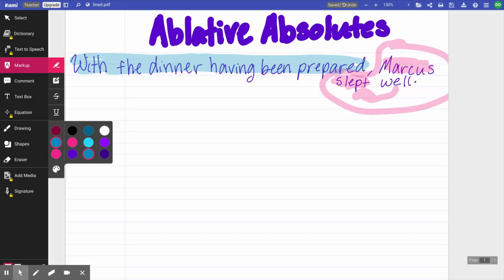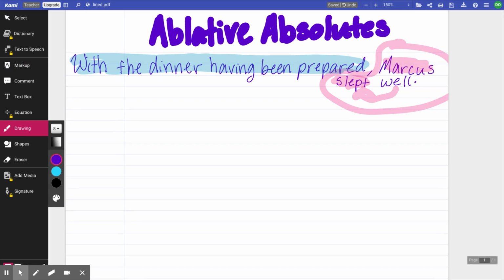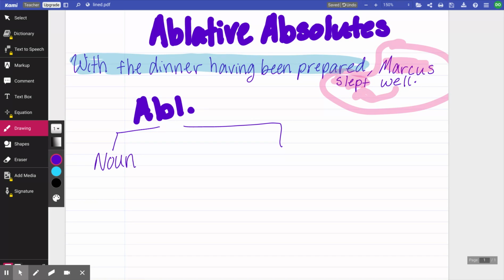So let's see what the formula is for them in Latin. In order for them to be an ablative absolute in Latin, well, let me tell you, you'll never see this coming. You're going to need a bunch of ablatives. Imagine that. In an ablative absolute, you're going to need ablatives. But you're going to have two kinds. You're going to need one ablative that is a noun and one ablative that is a participle. You will see the participle is in either the present tense or the perfect tense.